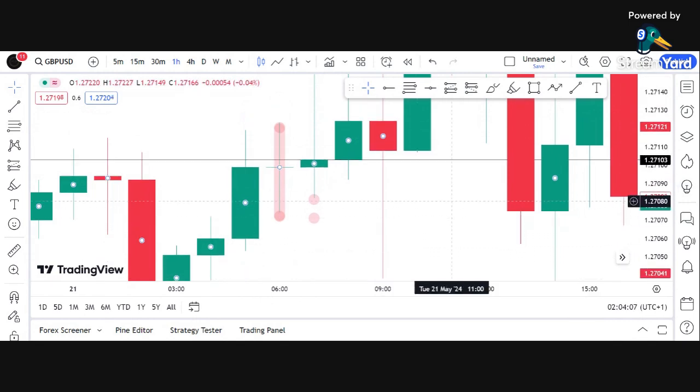Let me call it anatomy of candlestick. This is just like the anatomy of candlestick, the formation of candlestick, how candlestick works.